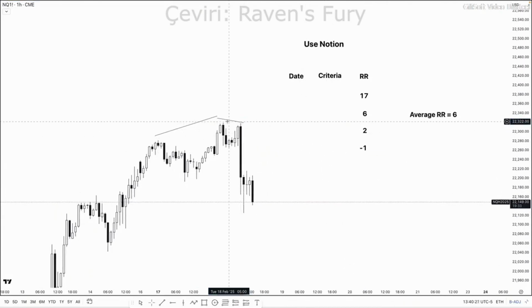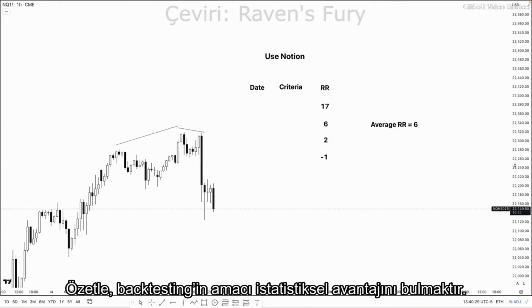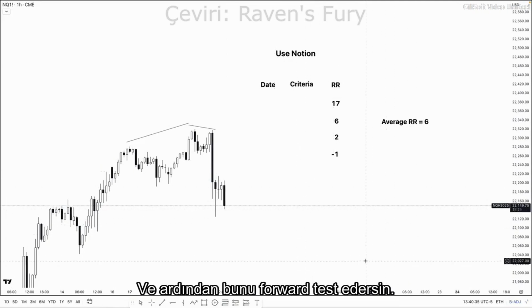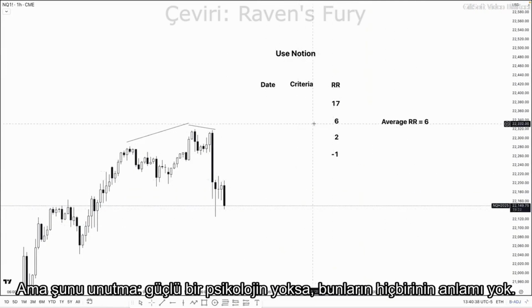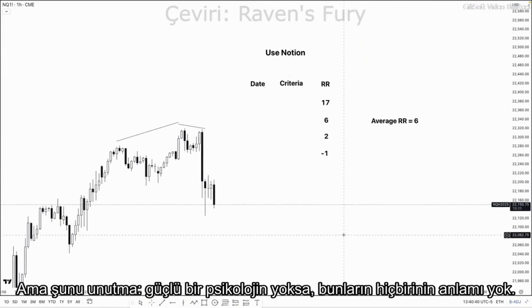in case anyone's confused. So to conclude, backtesting is simply just to find your statistical edge, and then from there you can forward test it. But none of this means anything if you do not have a strong psychology.